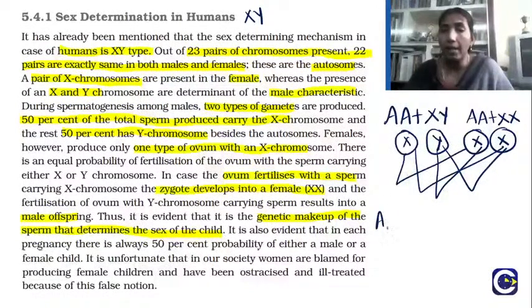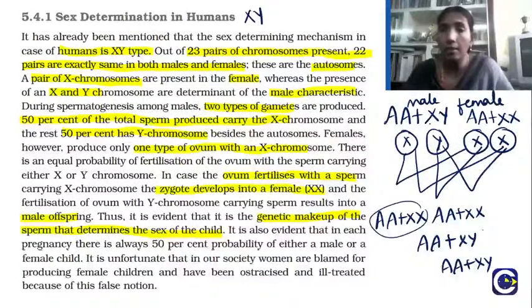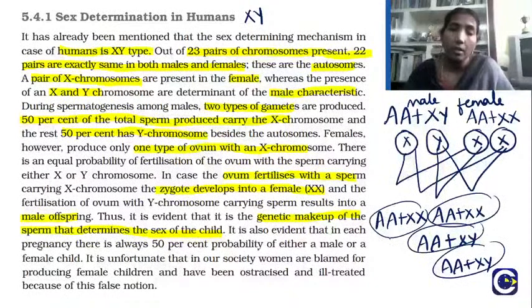So, what will happen? AA plus XX, AA plus XX, AA plus XY, AA plus XY. Okay. You have to understand here, this is a male, this is a female. So, what is happening here? We are finding the four zygotes that can probably be formed. You can see that one X is contributed from the father, another X is contributed from the mother. The child develops into a female.